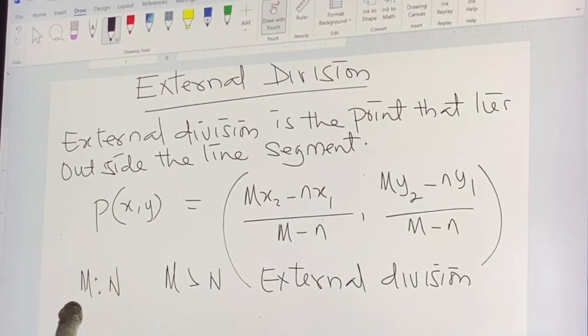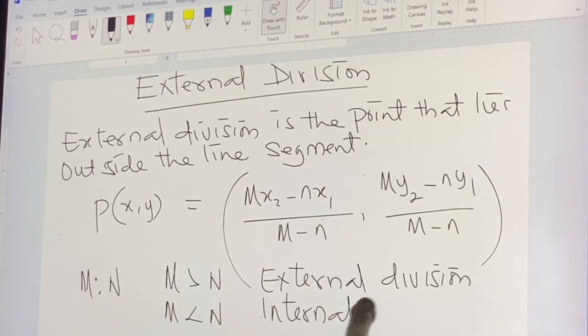So if I have two ratios here, m and n, if m is greater than n, we call this external division. But if m is less than n, we call this internal division. Please take note of this. Now let's solve some questions to understand this perfectly.